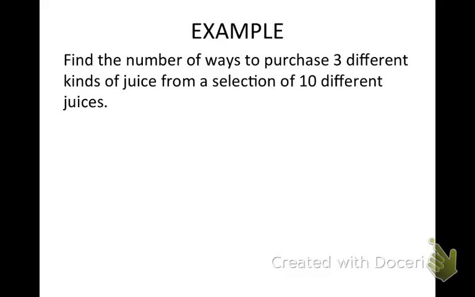All right. So in this case, we're not juicing anything, I guess. We're going to purchase 3 different kinds of juice. We're walking through the grocery store. There's 10 different juices up there on that shelf. And we want to pick 3 juices to take home for Christmas dinner. So, apple.